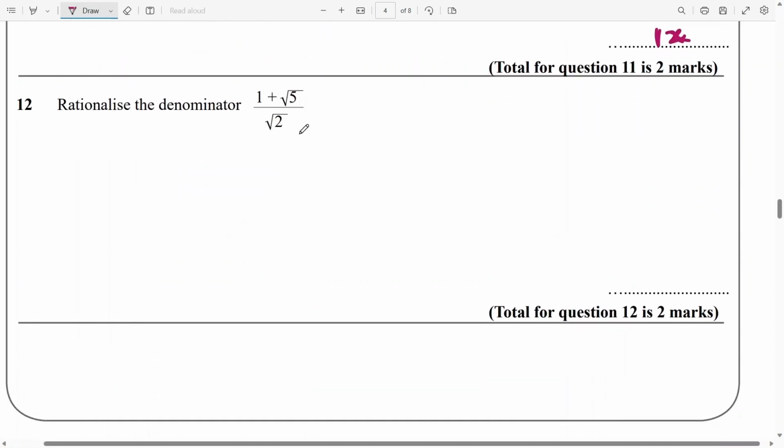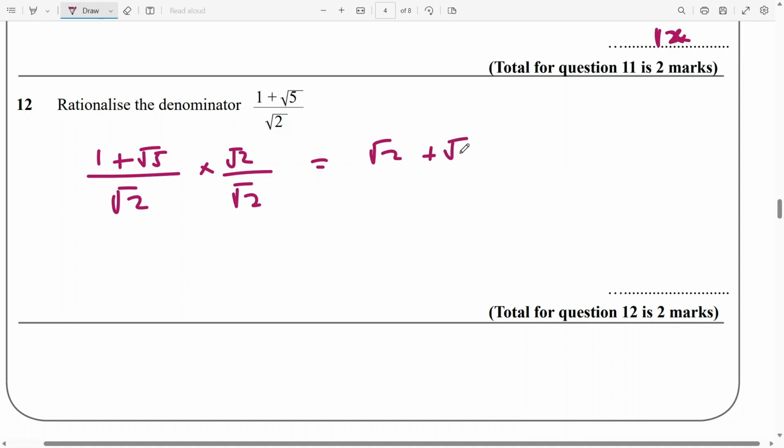And then for this one, you're going to multiply top and bottom by the square root 2. So we have 1 plus root 5 over root 2. So multiply here by root 2 under by root 2. So this is going to simplify. So we're going to multiply the top and the bottom. Root 2 times 1 is root 2, and root 2 times root 5 is definitely root 10. And divide by root 2 times root 2 is definitely going to be 2.